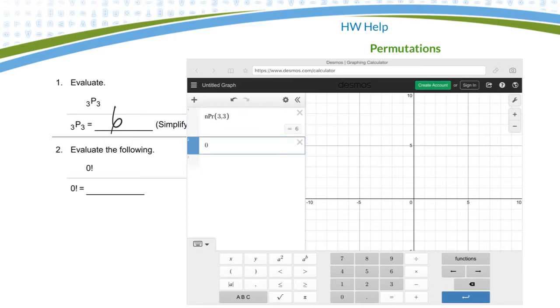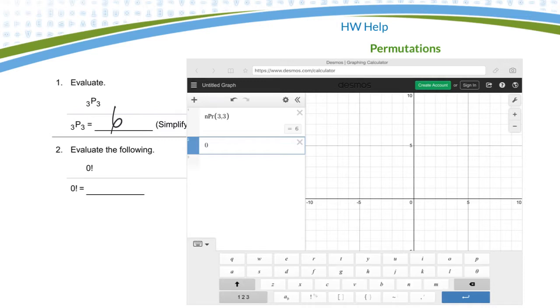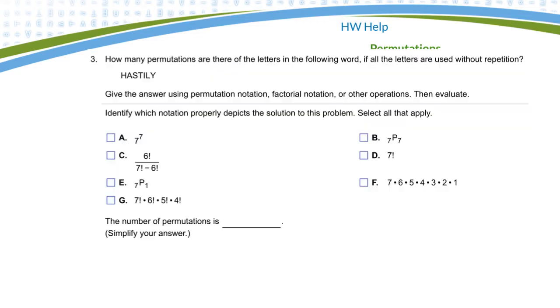So 0, and then under ABC, there's our factorial button. It's equal to 1. So that's equal to 1. Oh, those are nice ones.